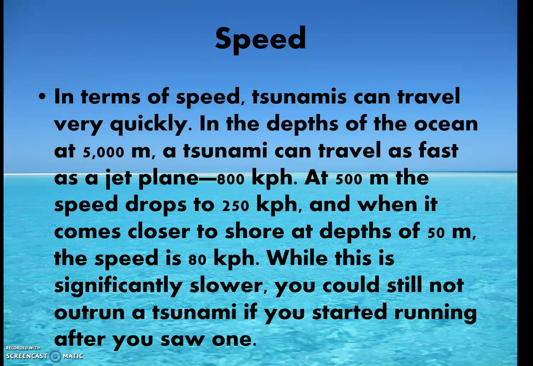So we talked about height. In terms of speed, tsunamis can travel very quickly. In the depths of the ocean, which is when they're out at sea, at depths of 5,000 meters, the tsunami can travel as fast as 800 kilometers per hour. As it nears the shore, it drops to 250 kilometers per hour, and then when it gets very close to the shore, it goes to 80 kilometers per hour. While it does slow down a lot, it goes 10 times slower, you could not outrun a tsunami.